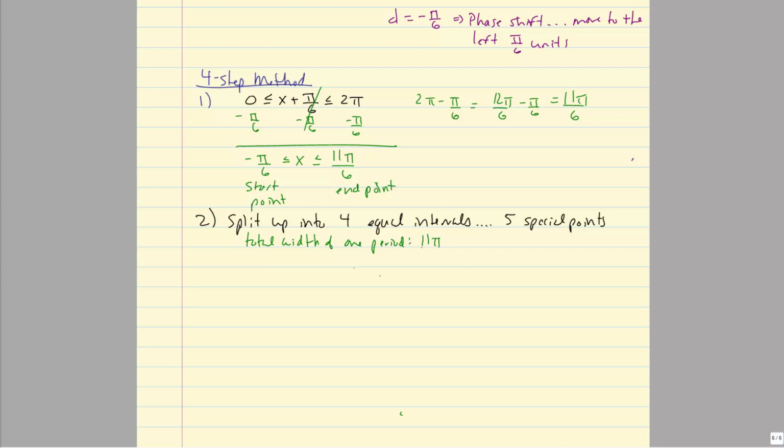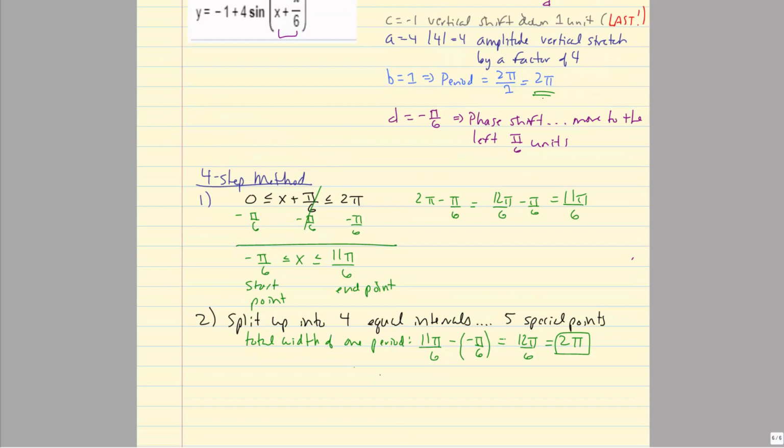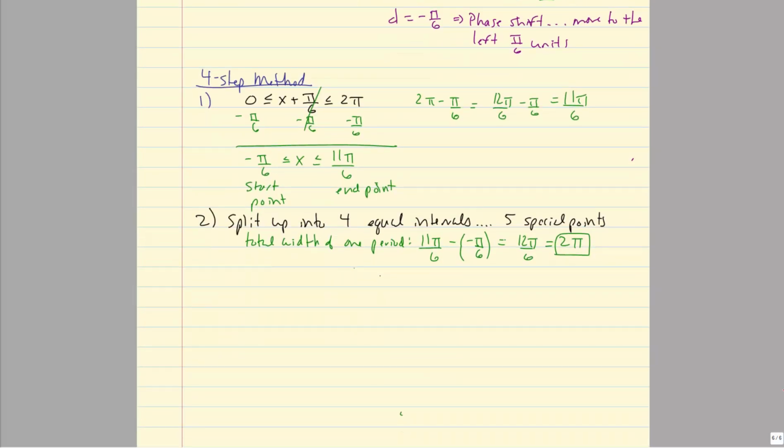So that would be 11 pi over 6 minus a negative pi over 6, which would be 12 pi over 6, which reduces to 2 pi. And this makes sense because remember up here, our period didn't change, it stayed 2 pi, so I would expect to see this, but my endpoints are changing.